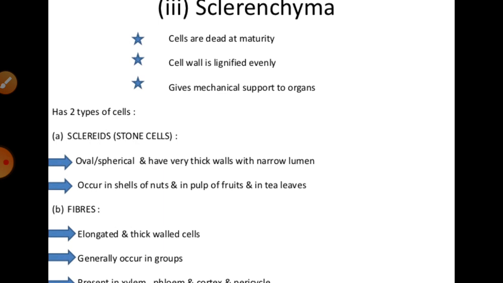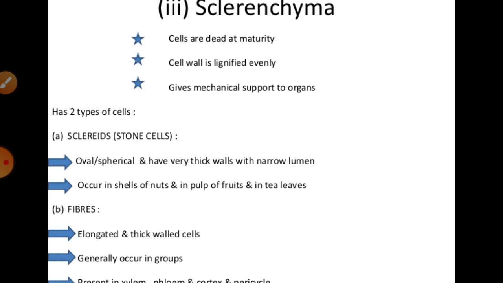If we talk about the sclereids, they are known as stone cells, right? Generally, sclereids are short, irregular, spherical, oval and cylindrical sclerenchymatous cells. The walls are very thick, their shape is irregular, and the lumen is very narrow. Lumen means the space inside the cell, and that is also very narrow.